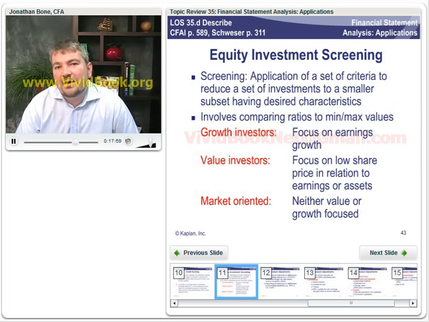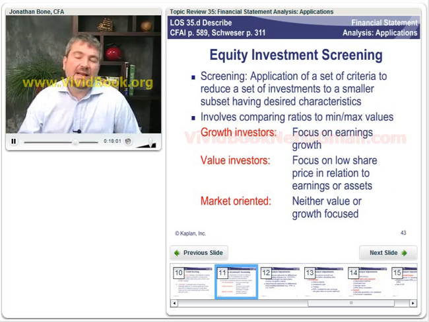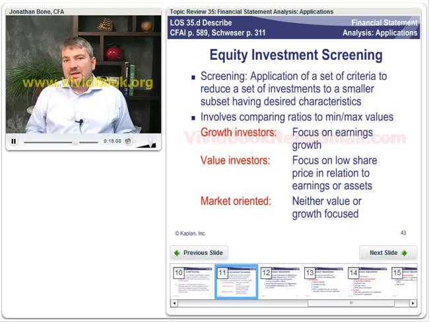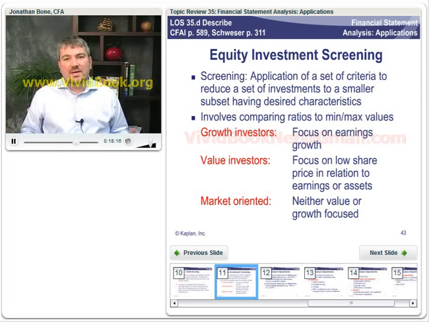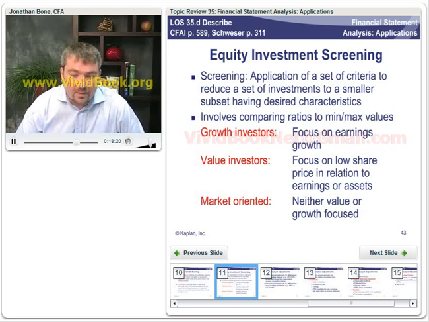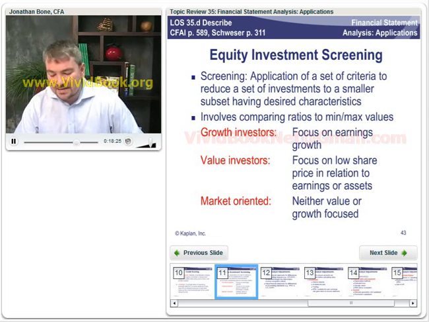So just notice our investors tend to fall into 3 classifications. Growth investors that tend to focus on earnings growth, value investors that tend to focus on a low share price in relation to earnings. So they tend to look for low PE ratios, low price to book ratios, low price to sales ratios when compared to industry averages or benchmarks. And market orientated, which are really anybody that doesn't fit into the growth or value investor categories.